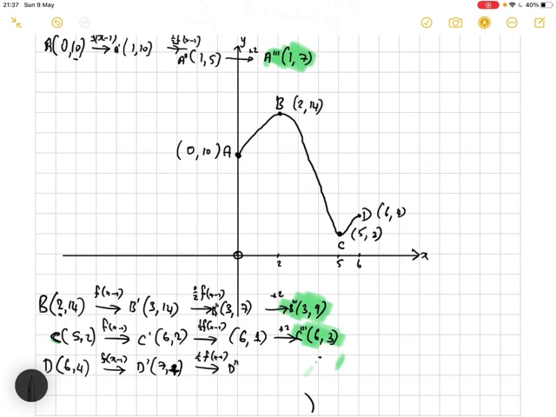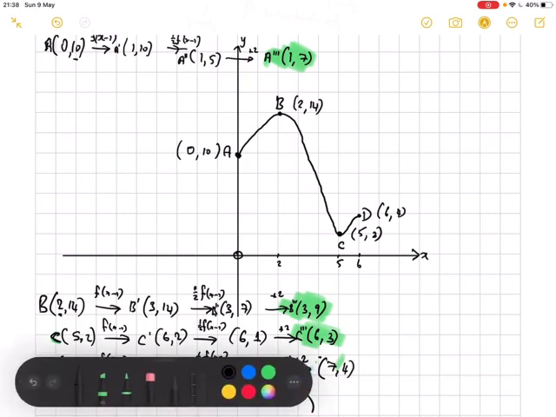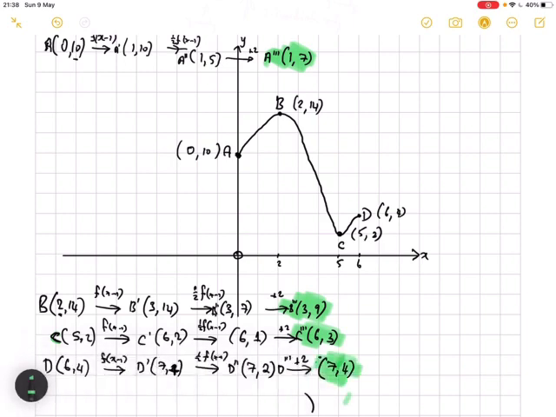So d'' will be, the x stays the same as 7, y was 4, half of 4 is 2. And finally we have d''', so that was plus 2, so the x stays the same as 7, and the y, 2 plus 2 is 4. So our final coordinate is, we highlight it, (7, 4).